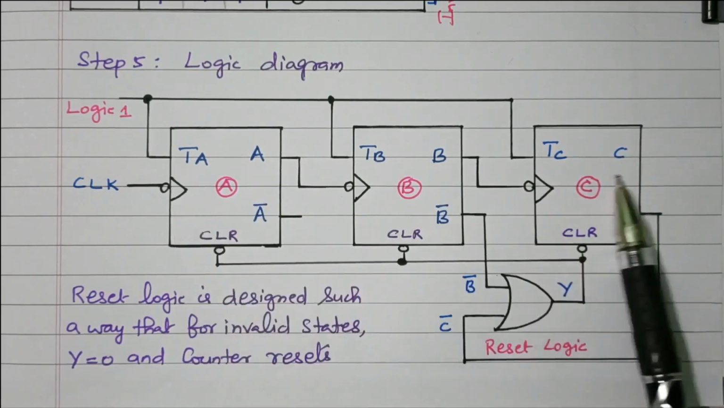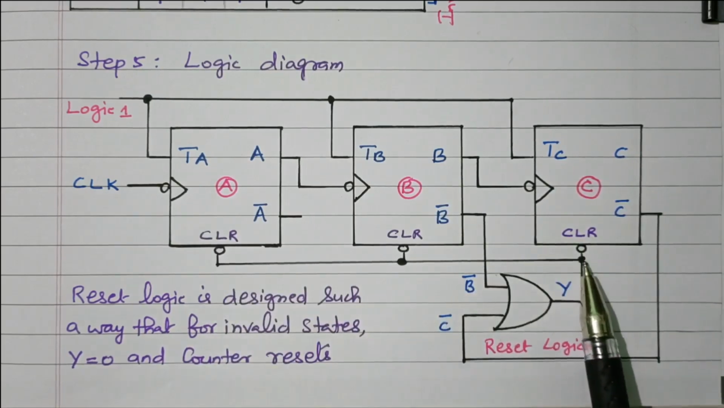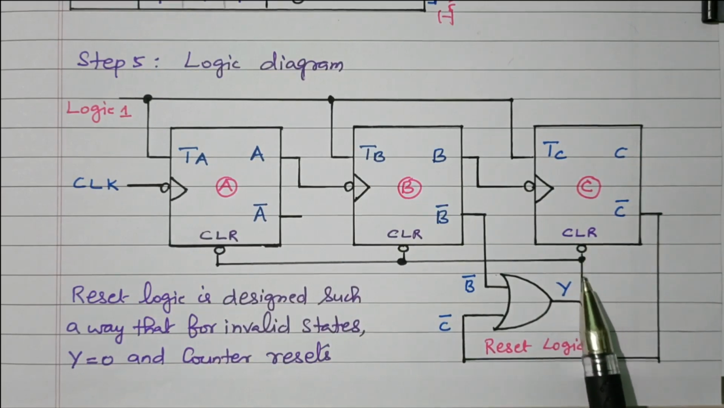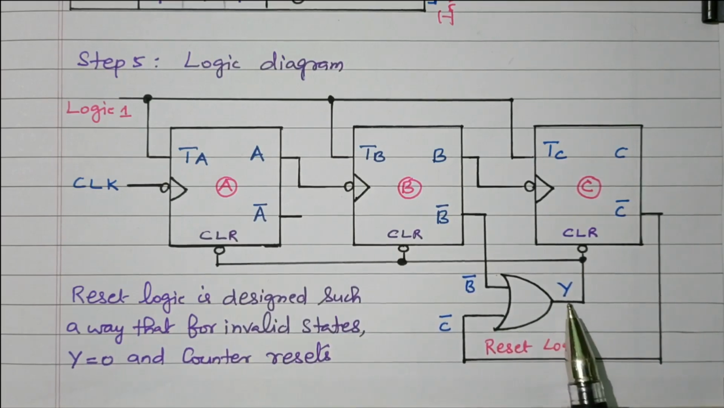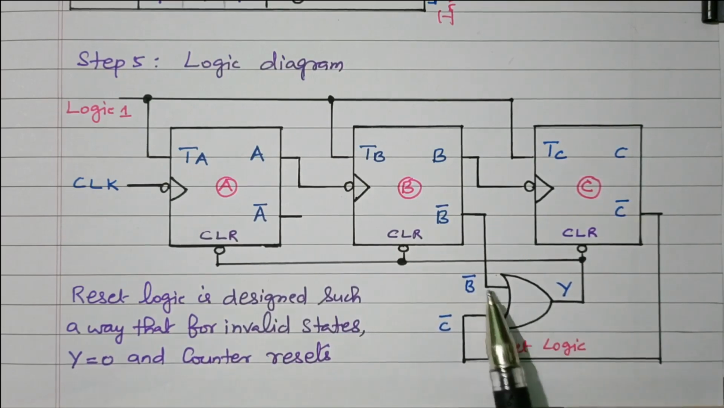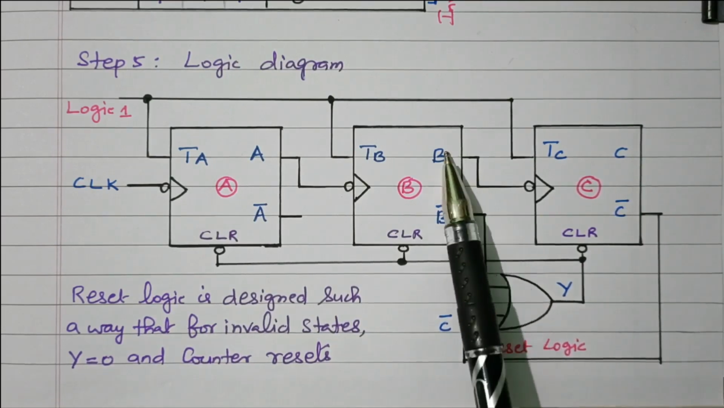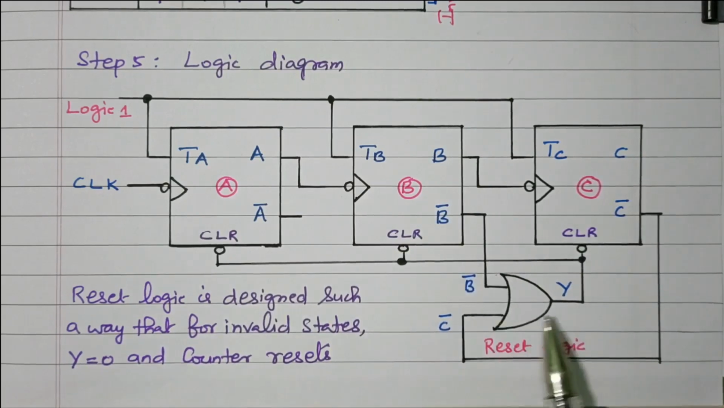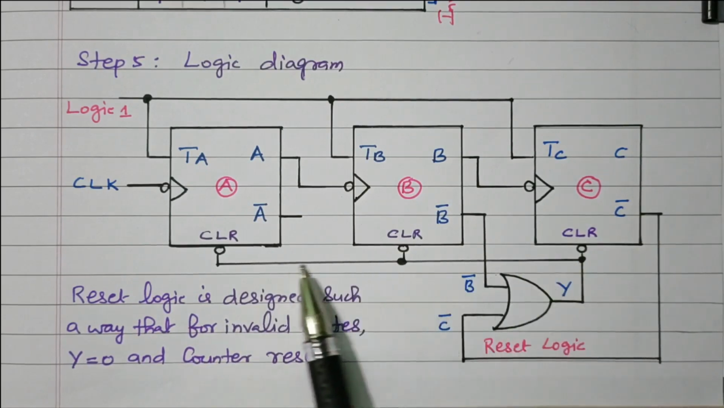So this flip-flop is working. The clear signal is there because we need only 6 outputs. 7 and 8 should be reset. That is done by this OR gate. We already discussed that Y equal to C bar plus B bar. In this OR gate, B bar, the complement, is connected. Similarly, C bar is connected. This Y equal to C bar plus B bar is given to the clear signal.